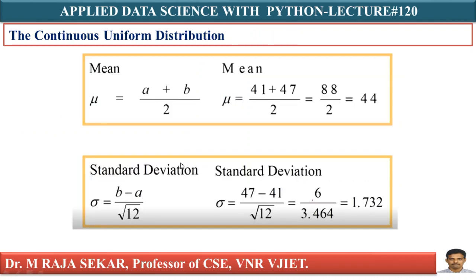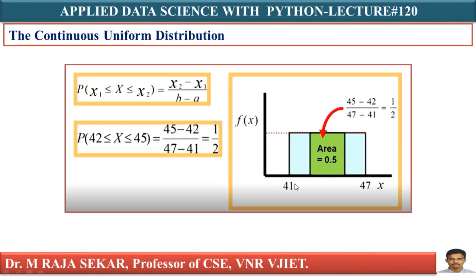Before discussing that probability, let me calculate the mean. What is my mean? A plus b by 2. What is A? 41. What is B? 47. Just refer to the previous slide so that you can understand. Standard deviation is b minus a by root 12. 47 minus 41 by root 12. That's 1.732.